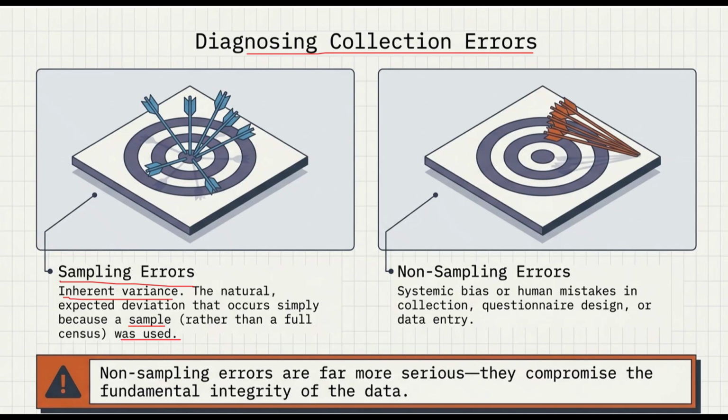This happens because a sample is studied instead of the entire population. Got it? And what are non-sampling errors? It is a systemic bias or human mistake in the collection, questionnaire design, or data entry. So it can happen due to human errors or biased questionnaires, incorrect data entry, something like that. These errors can affect the overall reliability of data. Non-sampling errors are far more serious. They compromise the fundamental integrity of the data. So this is what you have to keep in mind. Clear?